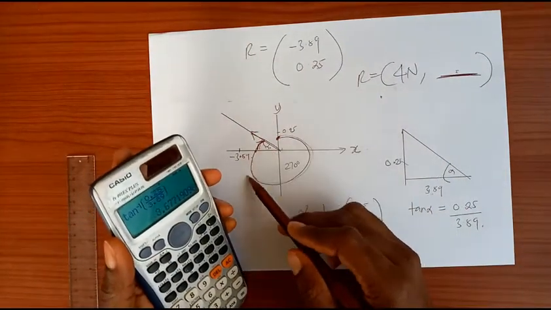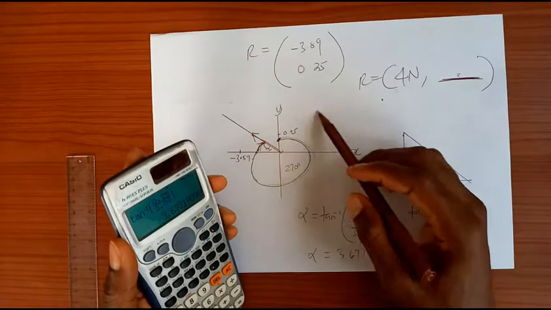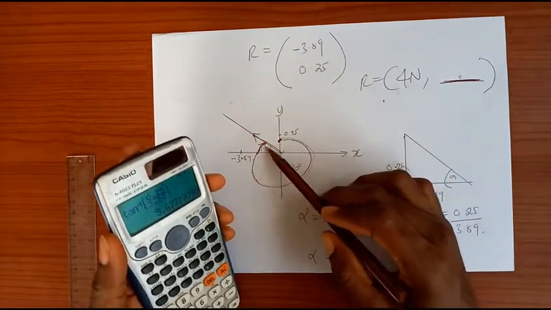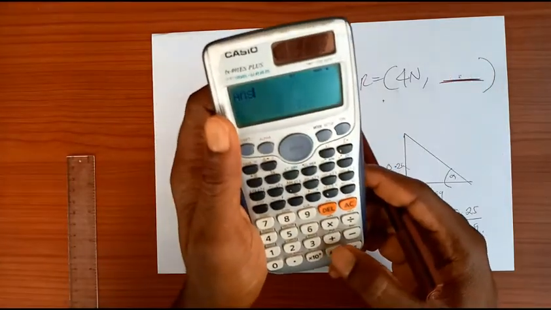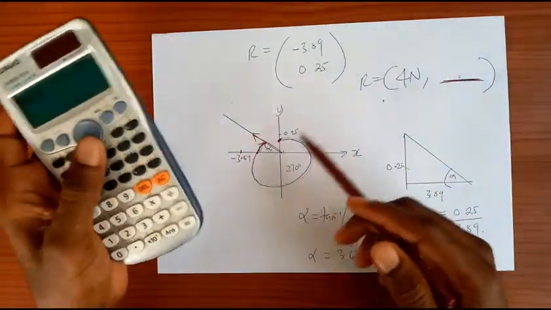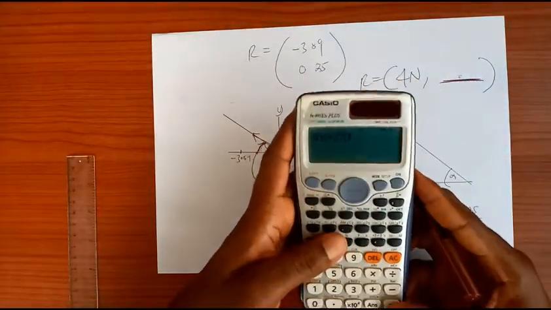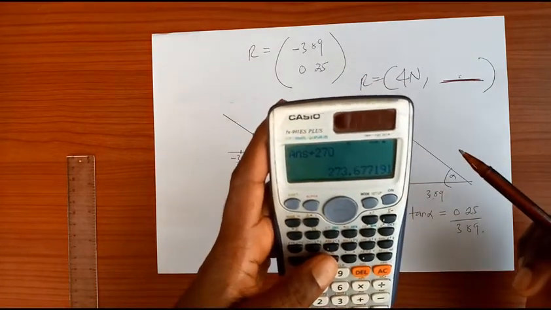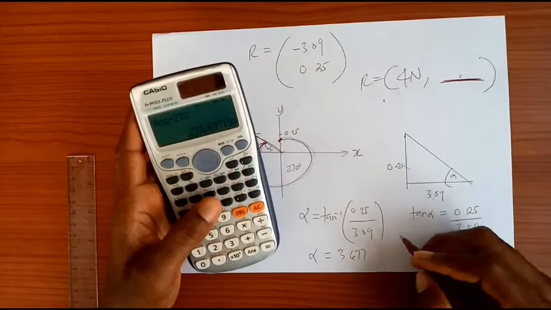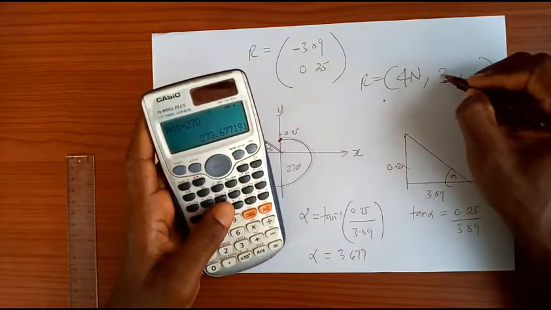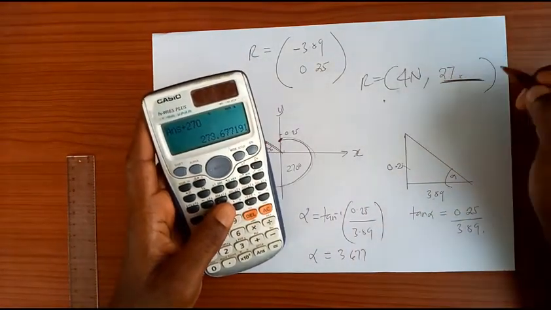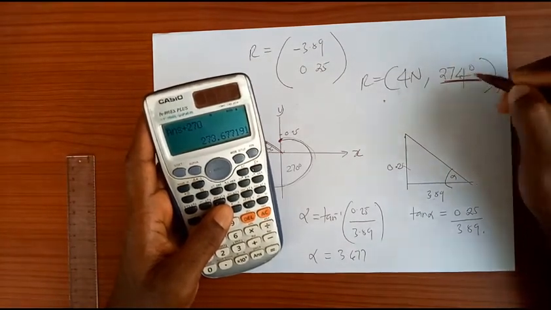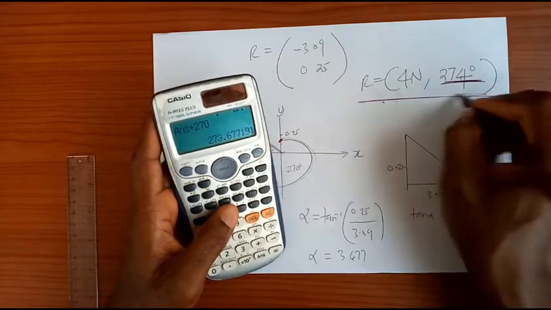But remember, that's the angle here. We need the angle here plus 270 because we are taking a direction from the north pole all the way to where the force is. So answer plus 270, and what do I get? 273.6. So to the nearest whole number, it is 274 degrees. So this is my resultant.